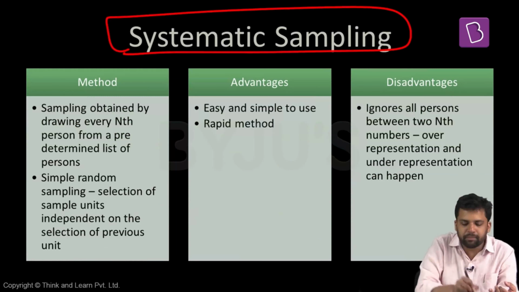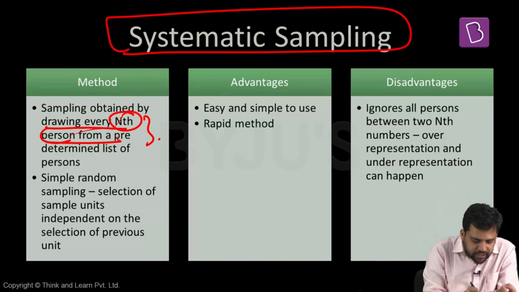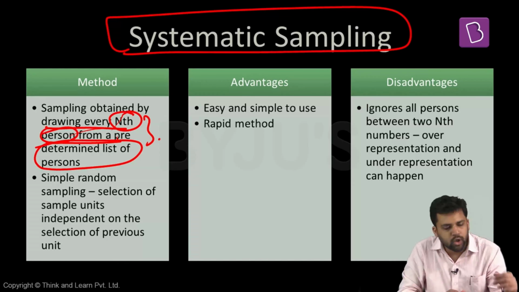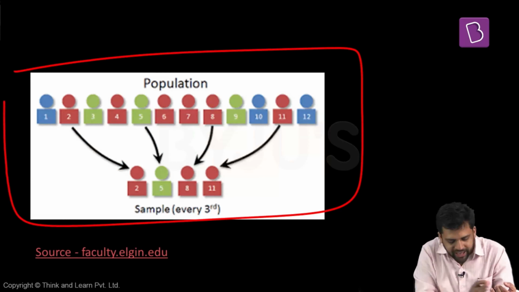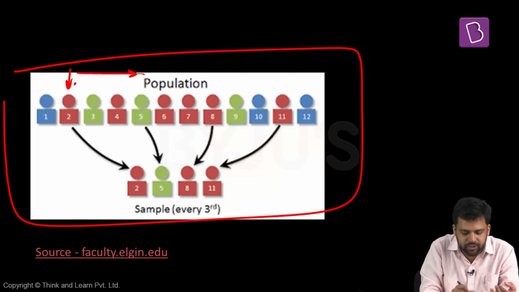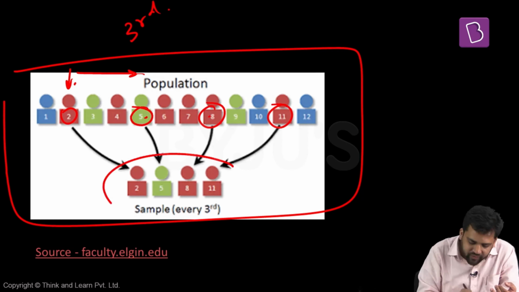The next kind of sampling is systematic sampling. What happens in case of systematic sampling? In systematic sampling, we draw every nth person from a predetermined list of persons. So there's a population, and you keep on selecting the nth element over there. For example, in this illustration, it has been decided that after the first person, every third person will be selected. So you selected the second person. Now onwards, you will select every third person. So the 5th person is selected, then the 8th person, then the 11th person. 2 plus 3 is 5, 5 plus 3 is 8, 8 plus 3 is 11. That way you are creating a sample.